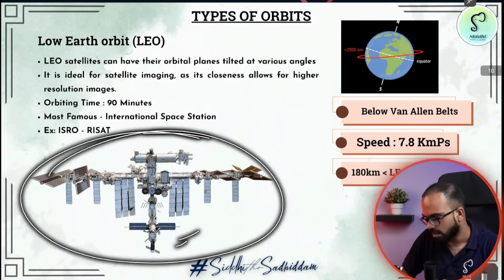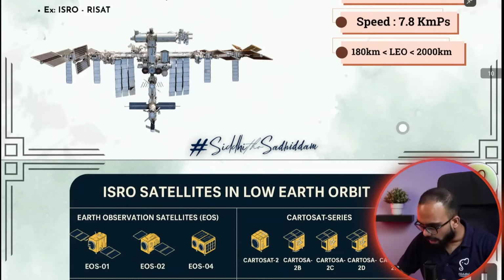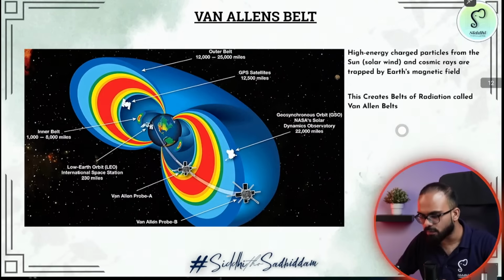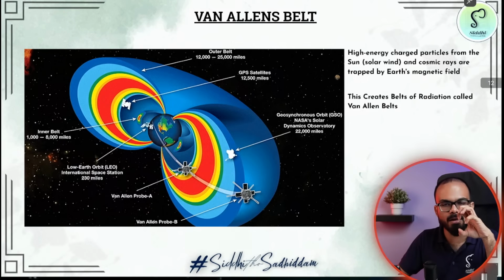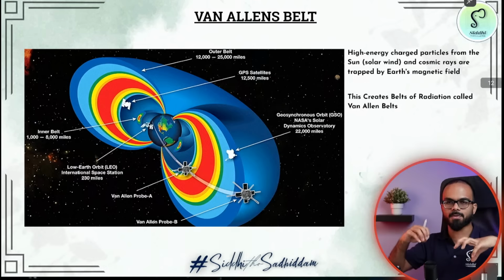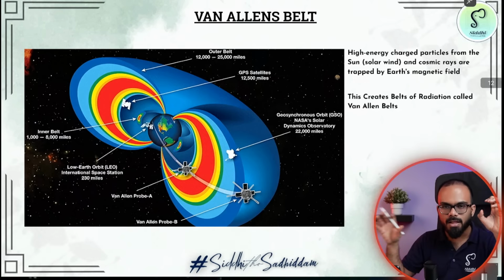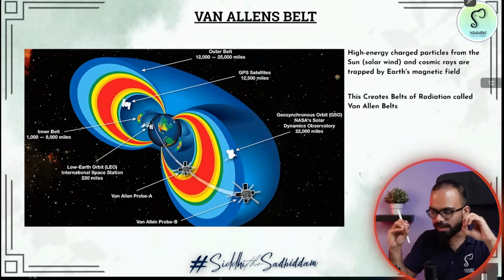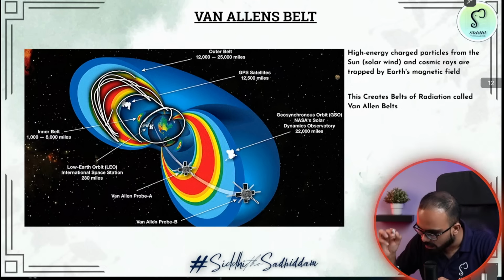One famous body at low Earth orbit is the International Space Station. Now there is one thing called the Van Allen belt. The Van Allen belt is a very interesting phenomenon that happens around the Earth's surface. We all know that there are a lot of charged particles around the Earth's surface, in our Earth's atmosphere. There are a lot of charged particles in the Sun's atmosphere also. These charged particles interact, and around the Earth's surface, there are certain zones where there are heavily charged particles.